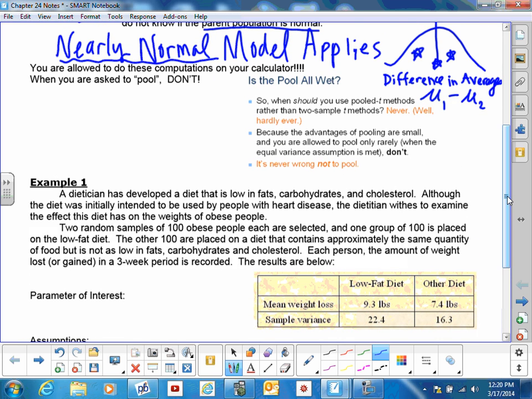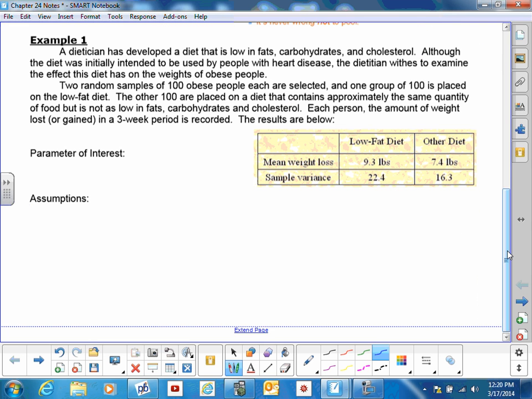Okay, let's skip this part about pooling. We'll come back to it shortly when we do the calculator work, but let's go to our example. So here we go. Before we start, well, no, we'll talk about the problem first, and then I'll mention this.